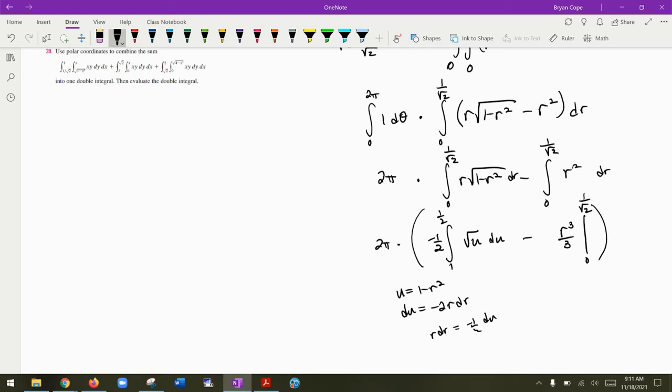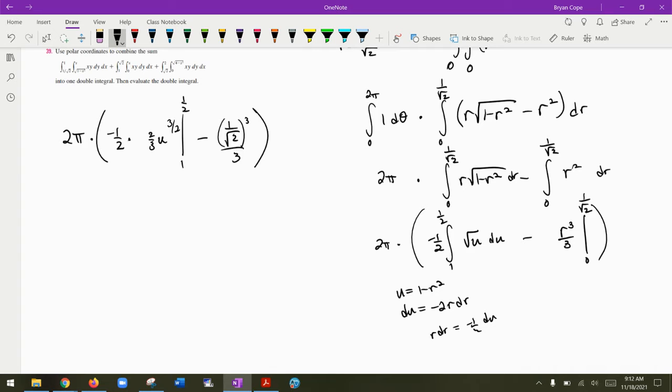All right, moving back over here, we've got 2 pi times negative 1/2 times 2/3 u to the 3/2 evaluated from 1 to 1/2. And then that's going to be minus 1 over root 2 to the 3rd over 3.